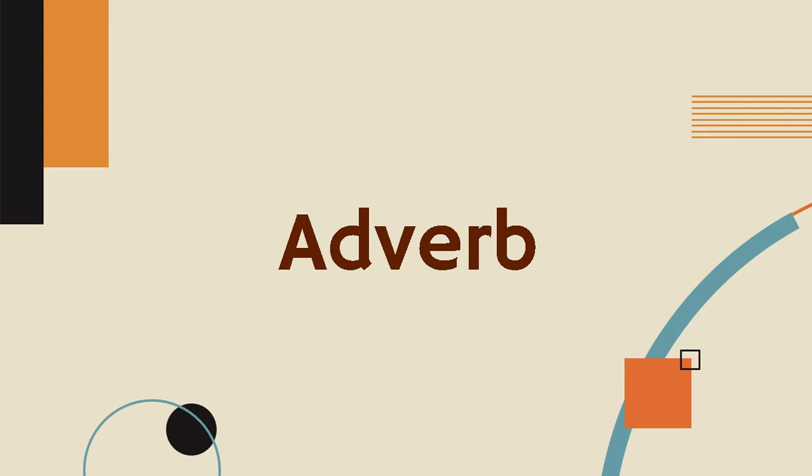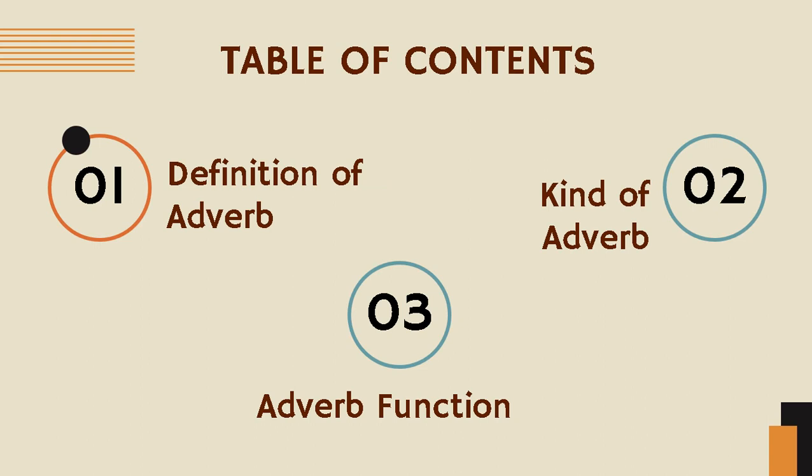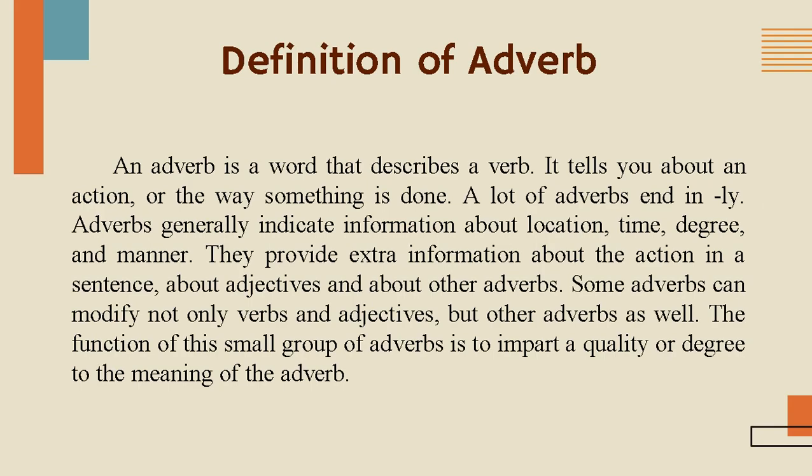Okay, the second material is adverb, which will be presented by me. Definition of adverb: an adverb is a word that describes a verb. It tells you about an action or the way something is done. A lot of adverbs end in "ly." Adverbs generally indicate information about location, time, degree, and manner. They provide extra information about the action in the sentence.